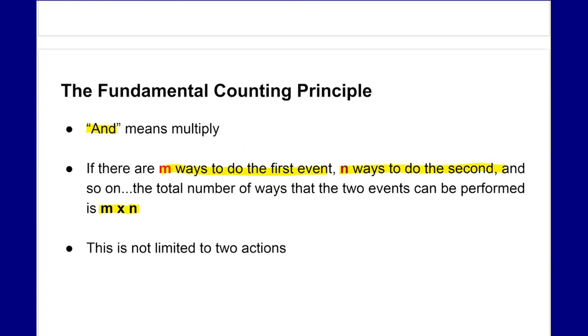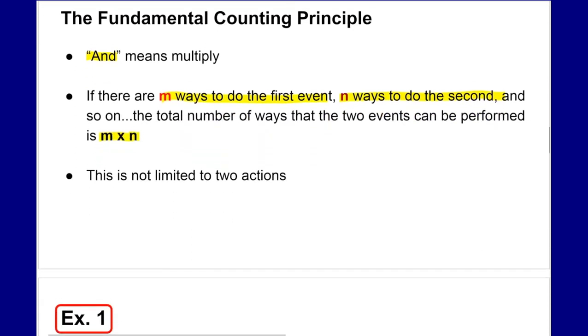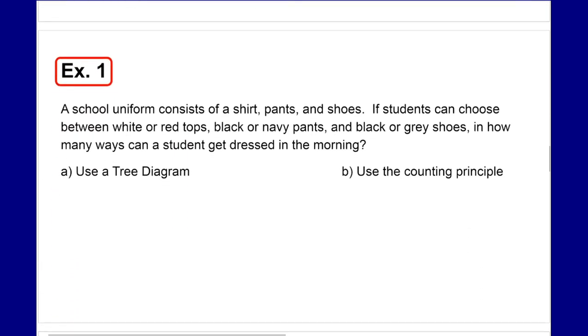And this is not limited to two actions. We could have 3 events, 4 events, 5 events. It would be the same thing, m times n times o times p if we want to keep it alphabetical. The number of ways to do the first times the number of ways to do the second times the number of ways to do the third times the number of ways to do the fourth event. And again, not limited to 4, it could be more than 4 possible actions or events. So let's take a look at that.